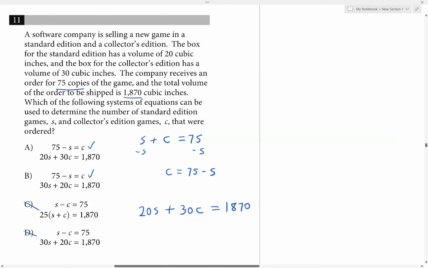So the one that matches should be A. That one also matches the second equation. So for number 11, our final answer is letter A.